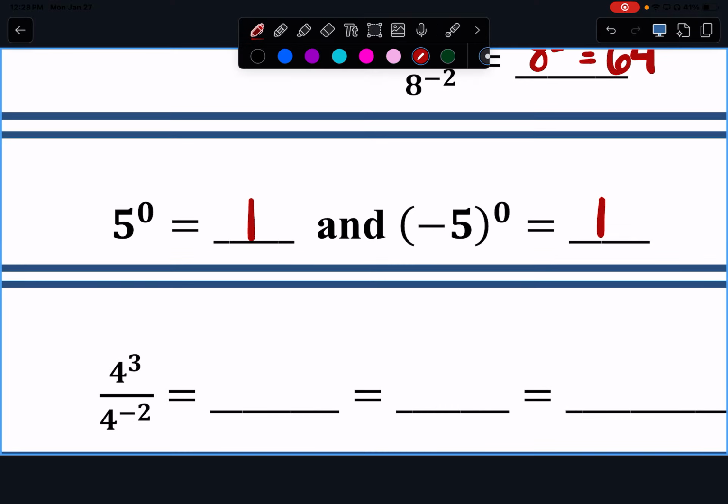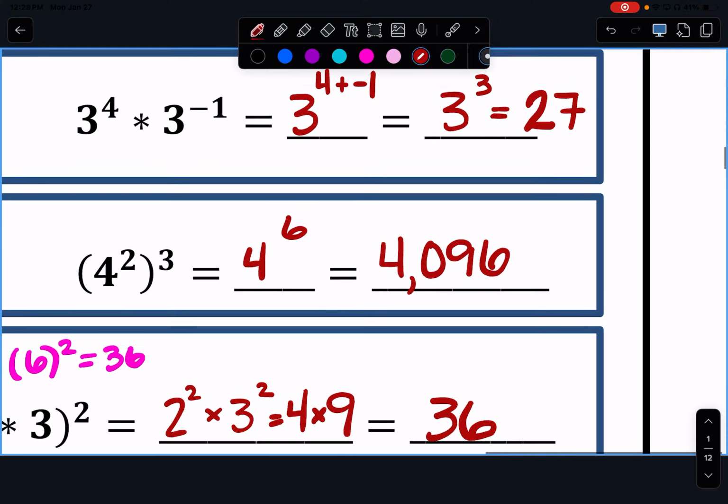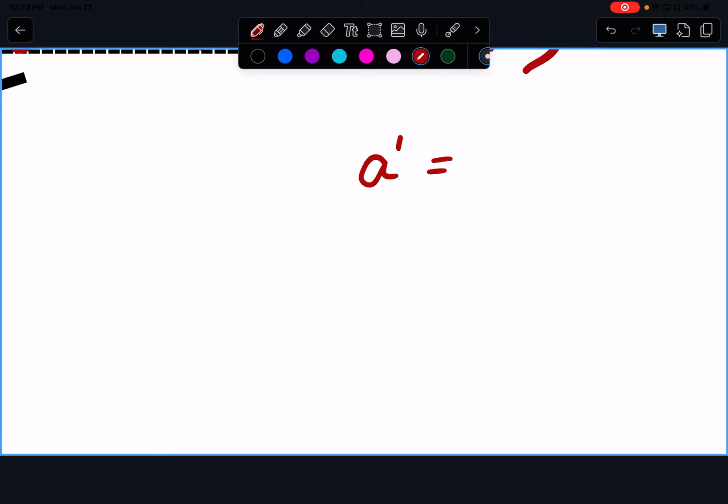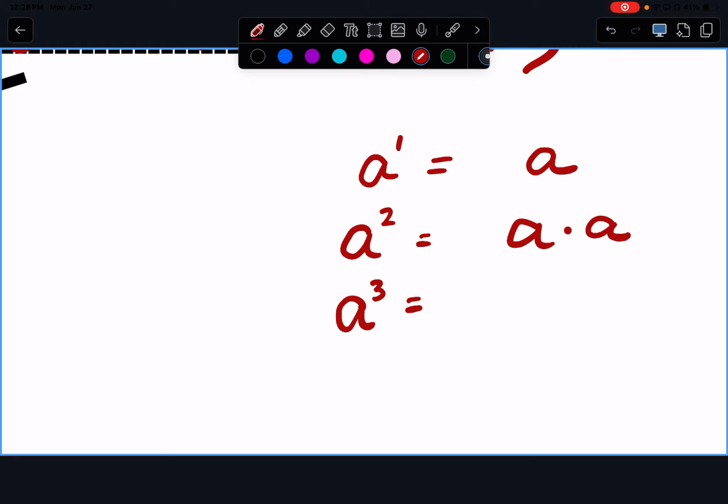So I've been doing it up on the board, but I am also recording my screen at the same time. So I'm going to do it right here, okay? I want us to talk about why that happens. When we have a to the first power, that is the same thing as saying a. Do y'all agree with that? If I have a to the second power, we get a times a. Do y'all agree with that? What about a to the third power? What do we get for that? A times a times a.